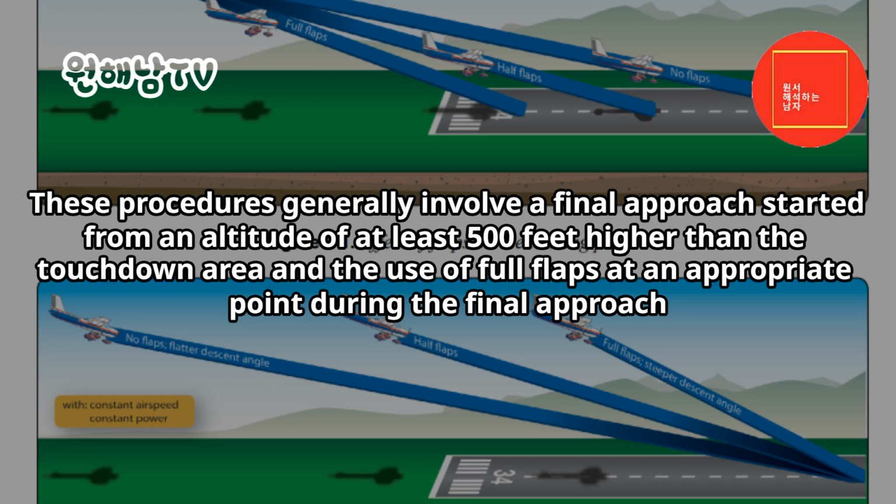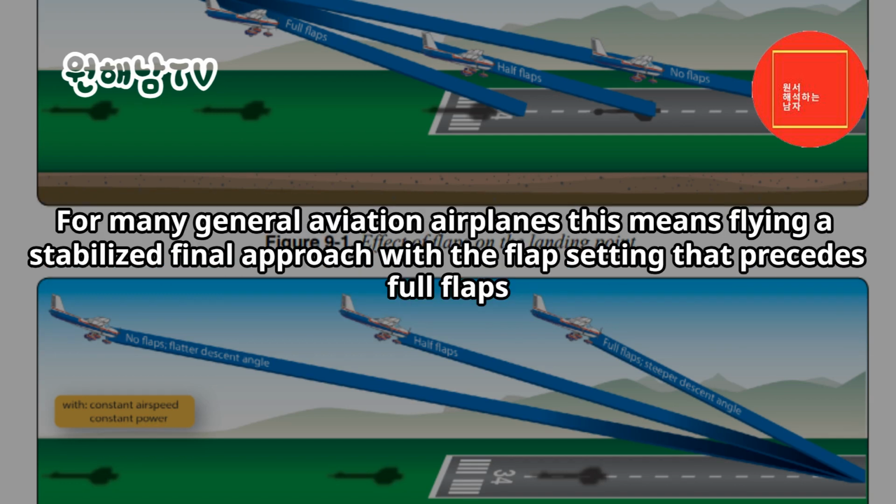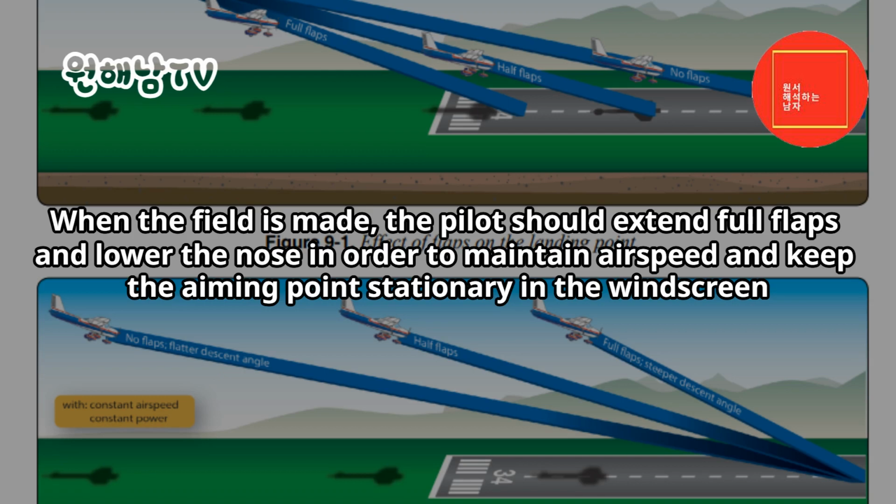These procedures generally involve a final approach started from an altitude of at least 500 feet higher than the touchdown area, and the use of full flaps at an appropriate point during the final approach. For many general aviation airplanes, this means flying a stabilized final approach with the flap setting that precedes full flaps. When the field is made, the pilot should extend full flaps and lower the nose in order to maintain airspeed and keep the aiming point stationary in the windscreen.